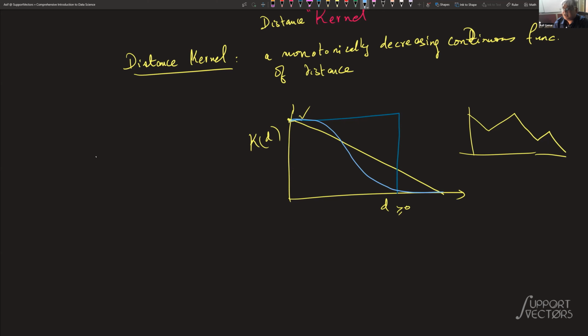But we are saying that don't do that. And this method is called a kernel KNN for a reason that you'll see shortly. Make your y hat somehow a weighted average. So let's say y1 times some multiplying factor, let's say some kernel k1, plus y2 k2 plus y3 k3.